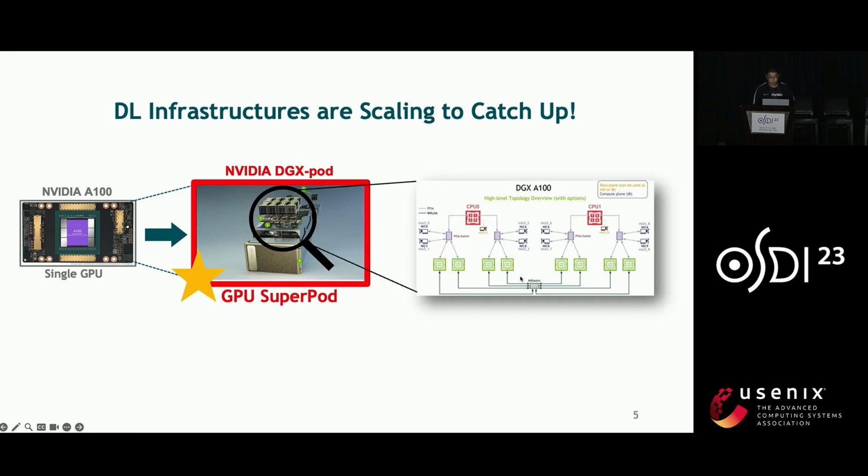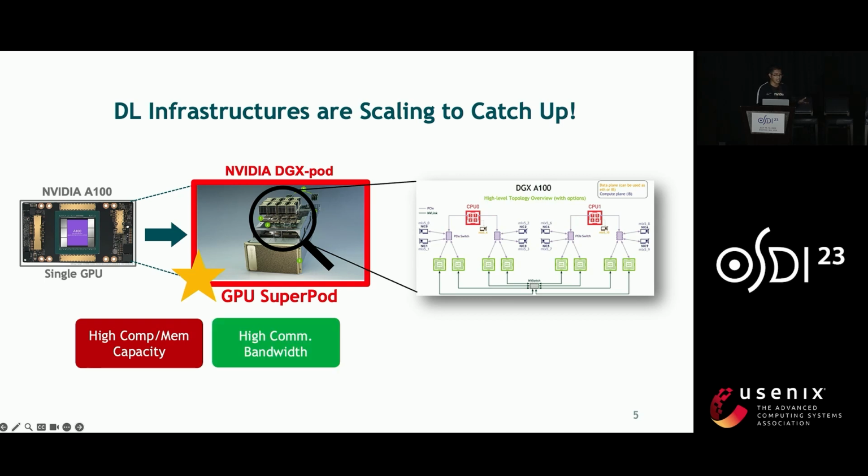And by looking into its details, we can summarize three key features. First, it offers high compute and memory capacity to handle larger input. Second, it has high bandwidth links like NVLink to connect different GPUs for efficient communication. And lastly, this kind of baseboard also serves as the building block for even larger clusters, like the clusters that rank at the very top of the Top500 list.